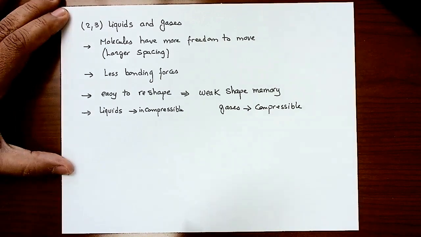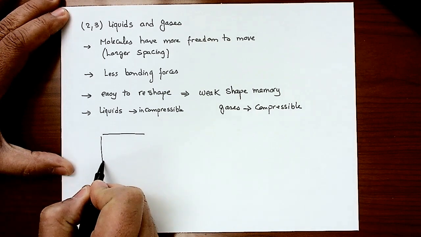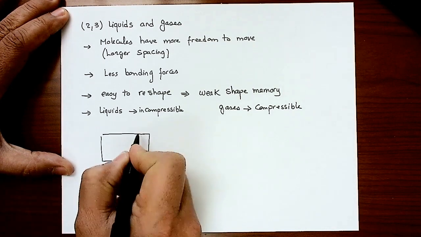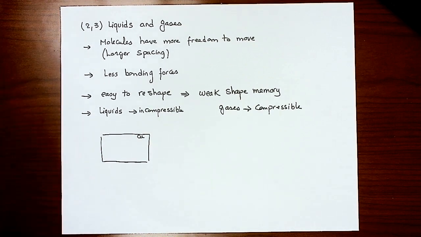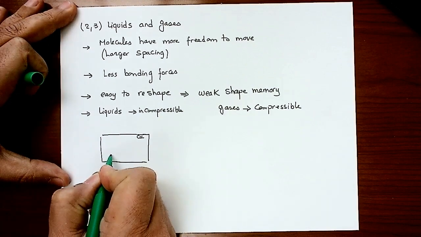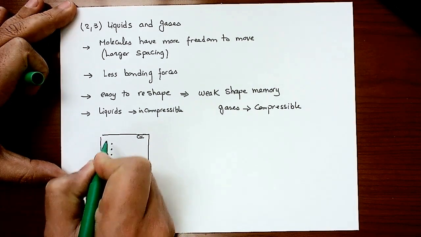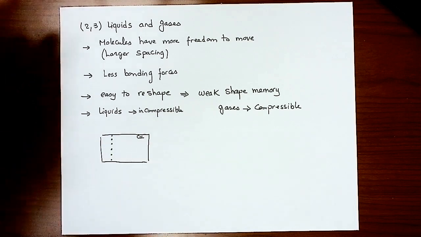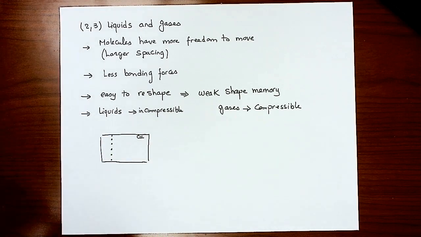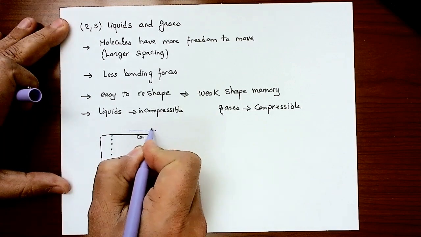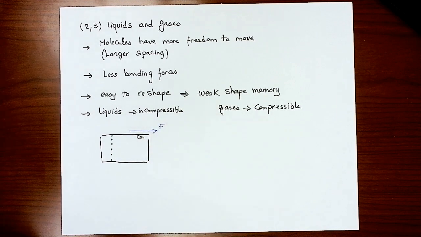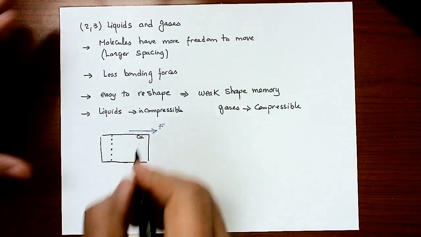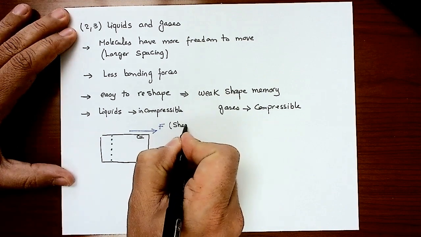So let's imagine that we have a block of solid material. For example, let's assume this is a copper block, right? And we were able to mark a certain number of molecules that are aligned vertically above each other. Then I decided to apply a force in that direction to try to deform that block. By the way, this force, we call it the shear force.